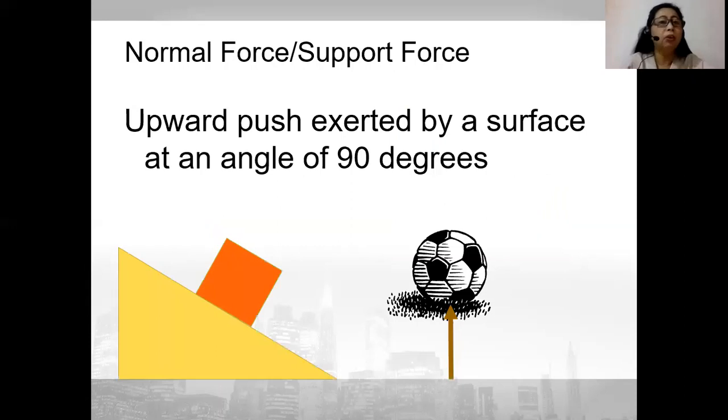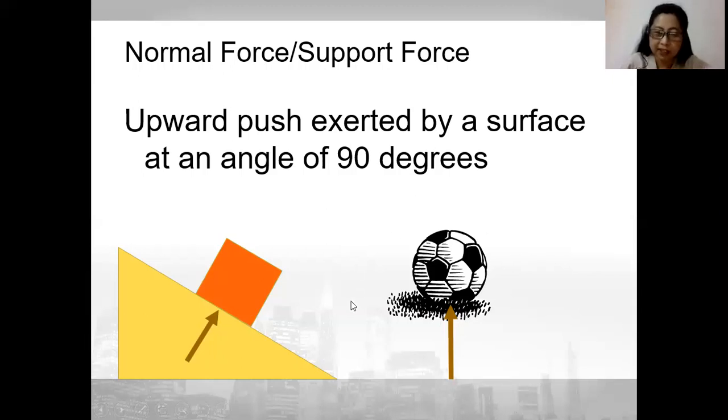Next, normal force or support force. So normal force or support force is an upward force exerted by a surface at an angle of 90 degrees. So this is an example of a normal force. So a normal force is a force directed upward because it is the force exerted by the surface on the object, and it is always at a 90-degree angle.